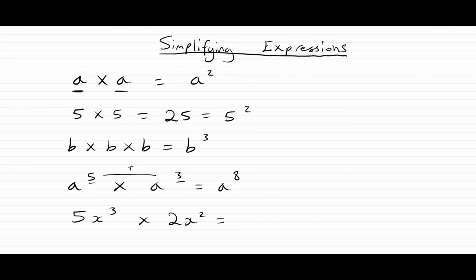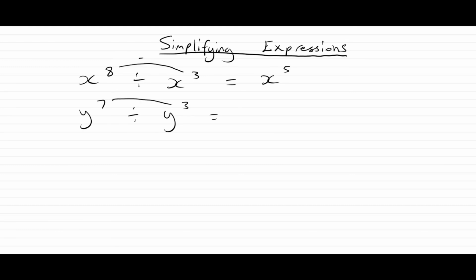So what you do here is simple. You'll do 5 times 2 first, the numbers in front first, because it's easier, which gives you 10. And then you'll do x cubed times x squared. And how we did it before again is you add the indices together. 3 plus 2 is 5. So it'll be x to the power of 5. And that's your answer. Voila.